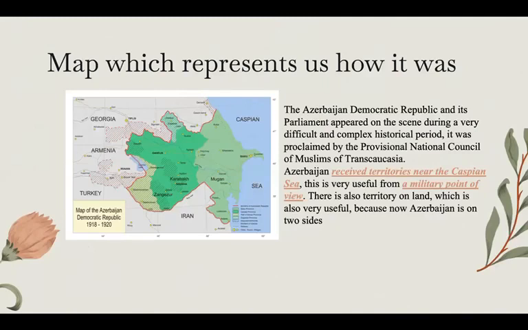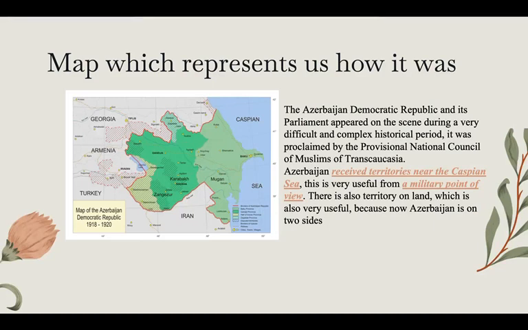Okay, also here is a map which represents how it was. The Azerbaijan Democratic Republic and its parliament appeared on the scene during a very difficult and complex historical period. It was proclaimed by the Provisional National Council of Muslims of Transcaucasia.